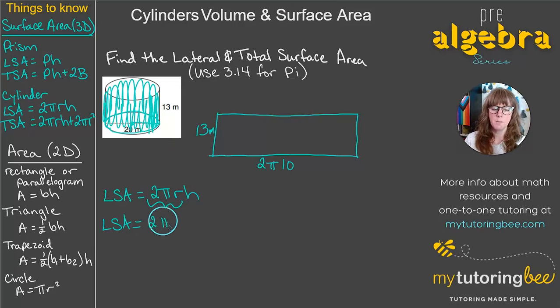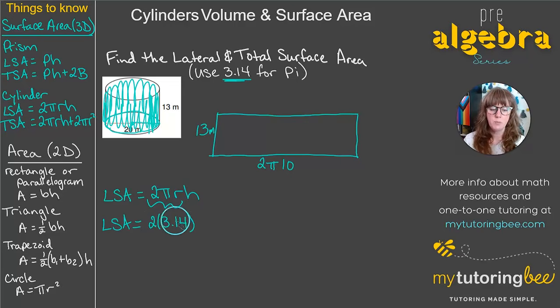So 2 pi, and the instructions told us to use 3.14 for pi, so I'm going to go ahead and put that in here. Only use 3.14 for pi when the directions tell you to. Otherwise, I want you to use that pi key on your calculator because you can get a very different answer because we are rounding pi at the very beginning of our problem here. That can give us a very different answer than if we used the pi key and calculated the whole number of pi with everything else.